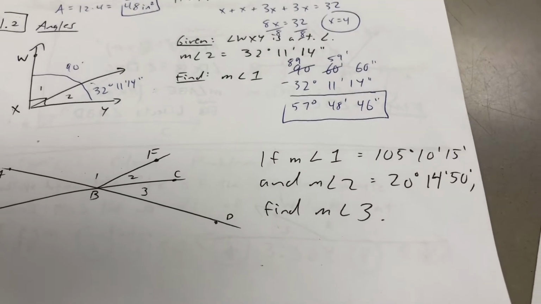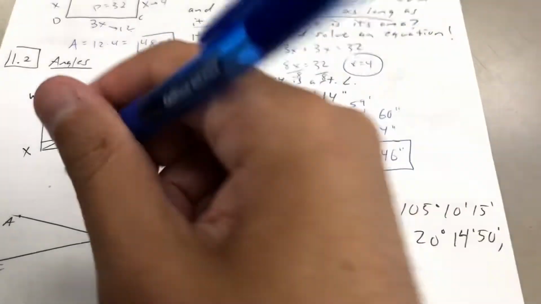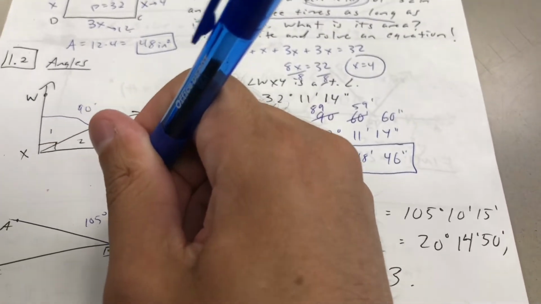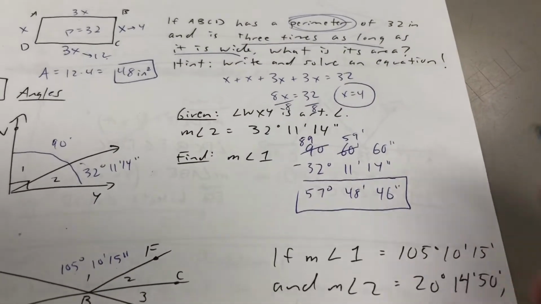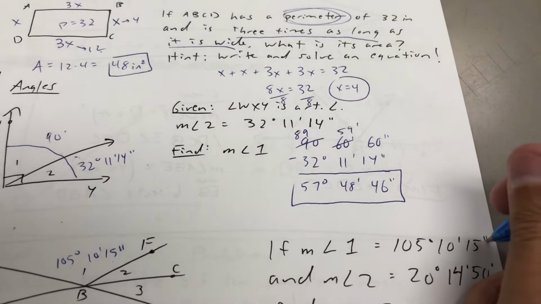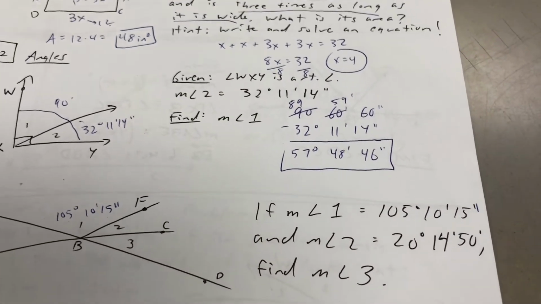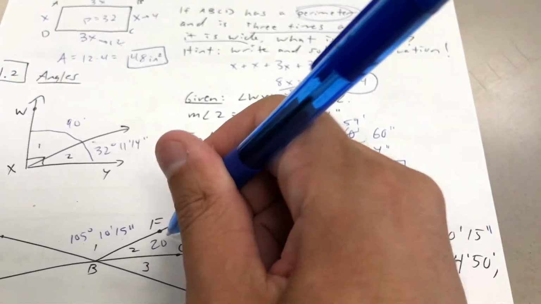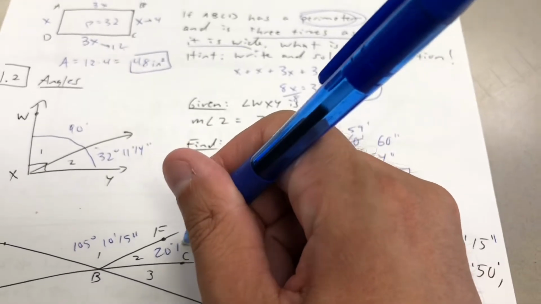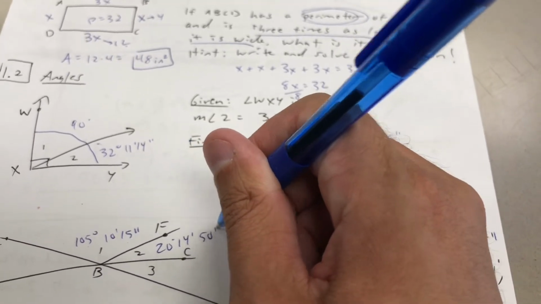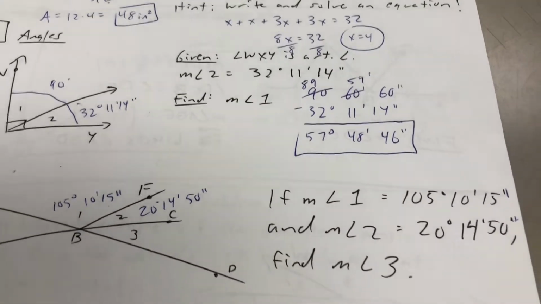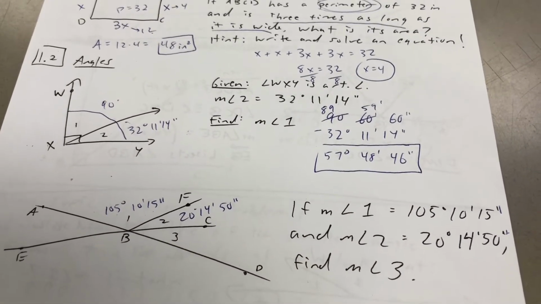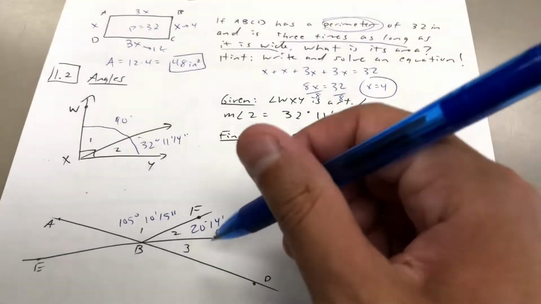Next one, we have measure of angle 1. It's 105 degrees and 10 minutes and 15, really should say seconds there. I think the copy might have cut off. Should be seconds though. Measure of angle 2 is 20 degrees, 14 minutes and 50 seconds, okay? And I've labeled my diagram. They want me to find the measure of angle 3, which would be this angle down here.